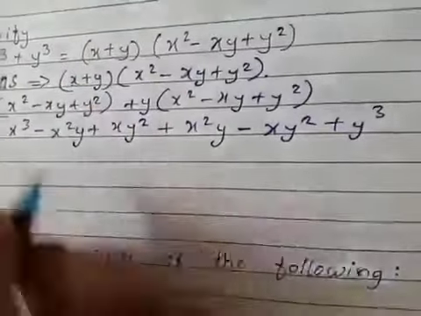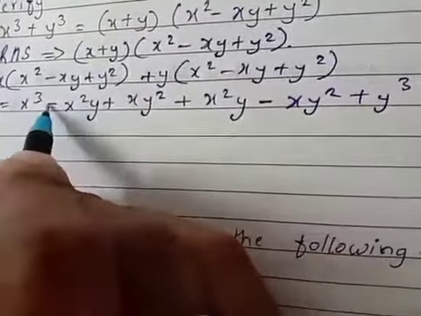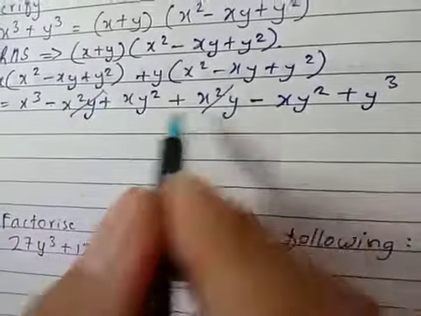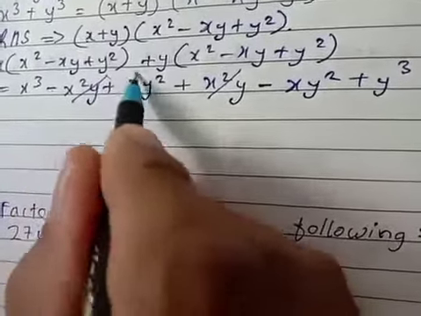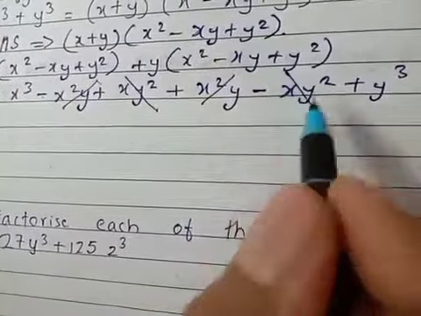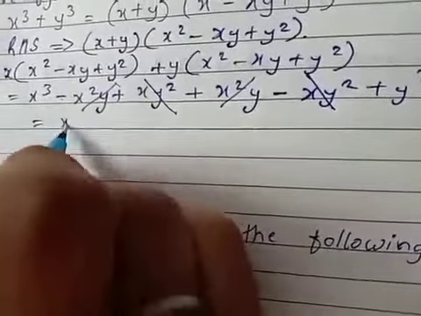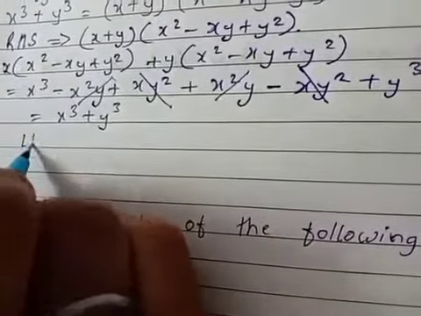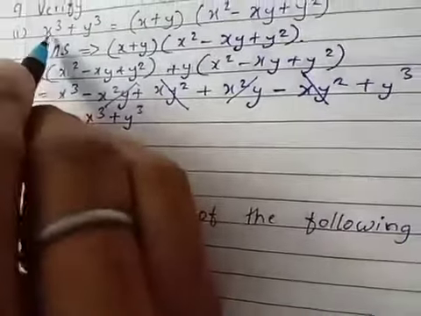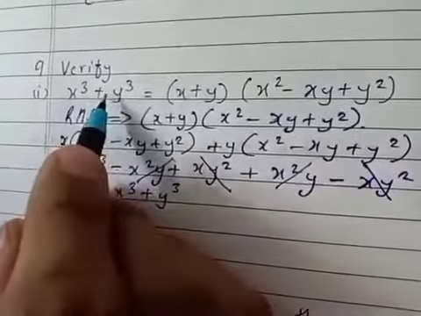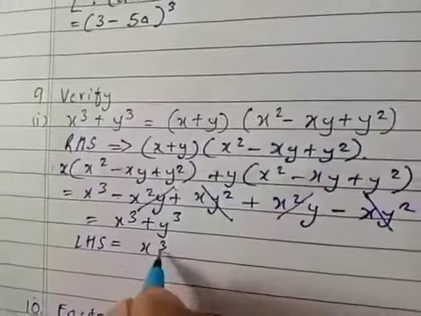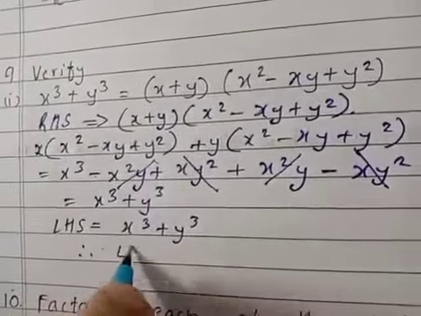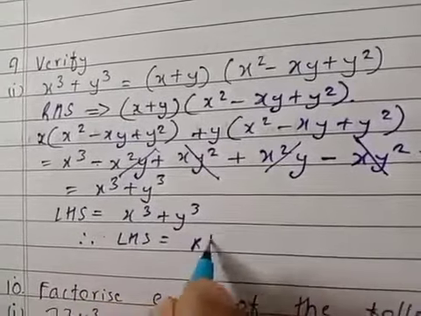Now what will remain? See, this will get cancelled. This is minus x²y, this is plus x²y. This gets cut. This is plus xy² and minus xy². It gets cut. So what remains is x³ + y³. Now what is the left hand side? x³ + y³. Therefore left hand side equals right hand side.